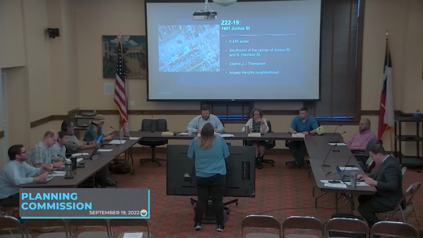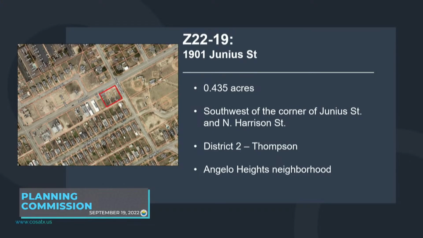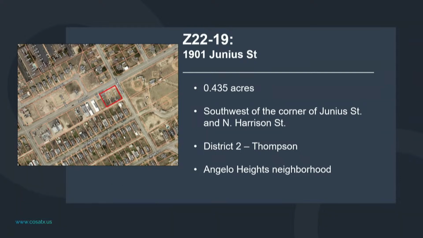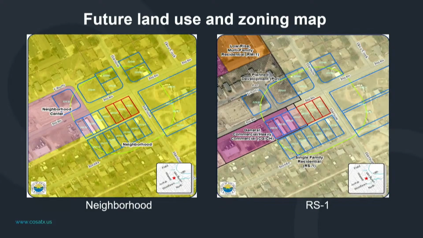Good morning, everybody. Ray Lineberry, planner. So 1901 Junius Street is .435 acres, and it's at the corner of Harrison and Junius Street, in Mr. Thompson's district in Angelo Heights neighborhood. If you look, there was commercial right next to it, so it would just be adding on the last 3 lots.